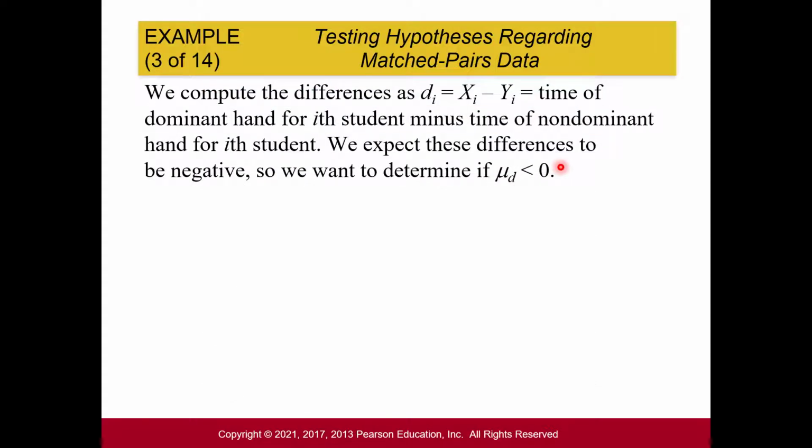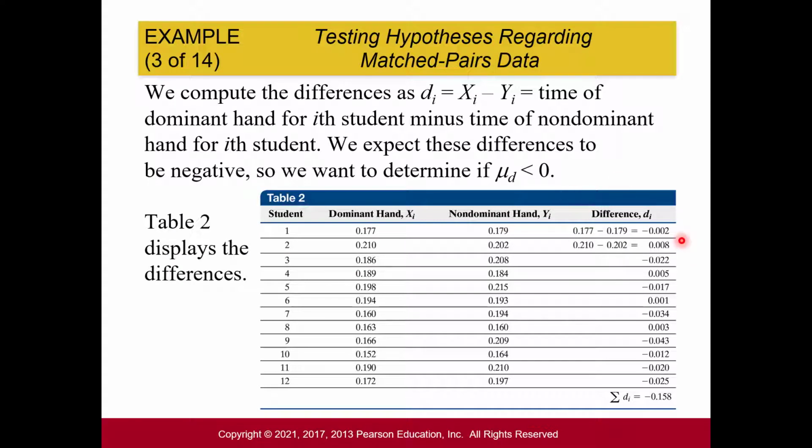Okay, so we want to compute the differences for each of our variable values. We're going to do it as the time of the dominant hand for the ith student, so that would be the first, second, third, and so on, minus the time of the non-dominant hand for the same student. We're expecting the differences to be negative because we can assume that for the dominant hand, the reaction time is quicker. So we want to determine if mu sub d is less than 0. Here we have an added column to our table where we have those differences in time depending on the hand.